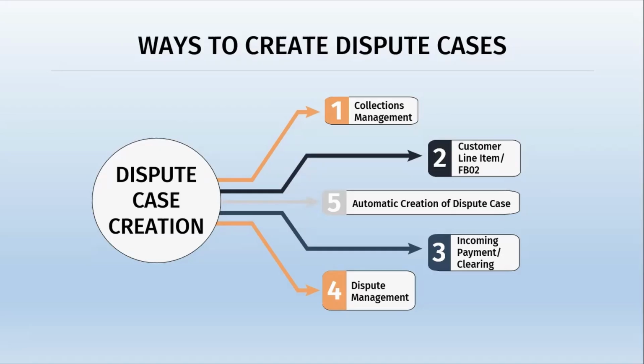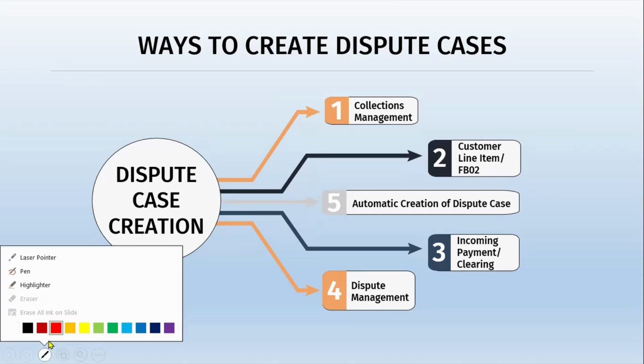So I have also shown that function, from where you can go to a certain transaction. You can run the transaction from the dispute management module that will clear your line item and that will move your balance amount to the bad debt GL. That functionality is also explained in this course.